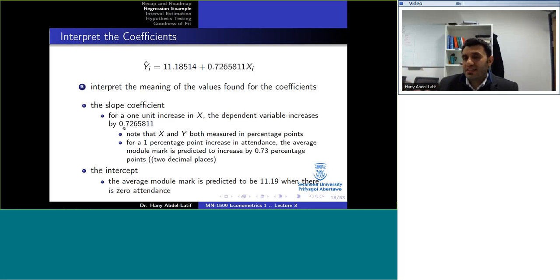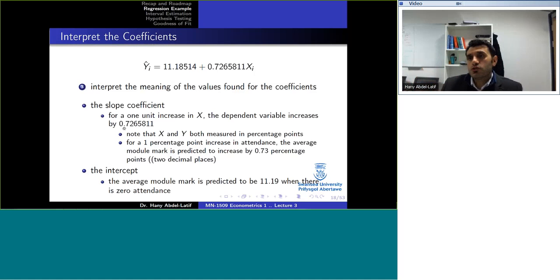So if x increases by 1 unit, y will increase by the slope coefficient, which is 0.73. But given that the units here are percentages, x and y are both measured in percentage points. That means for a 1 percentage point increase in attendance, which is your independent variable, the average module mark, which is the dependent variable, is predicted or expected to increase by 0.73 percentage points. Again, this is just rounded to 2 decimal places.